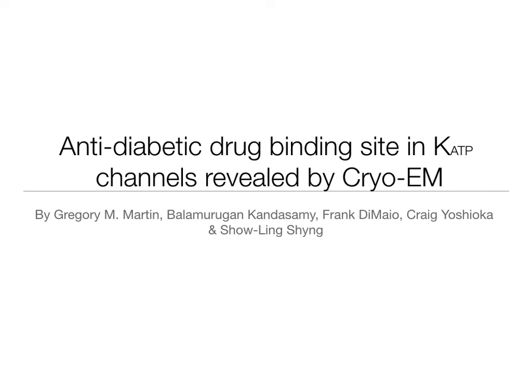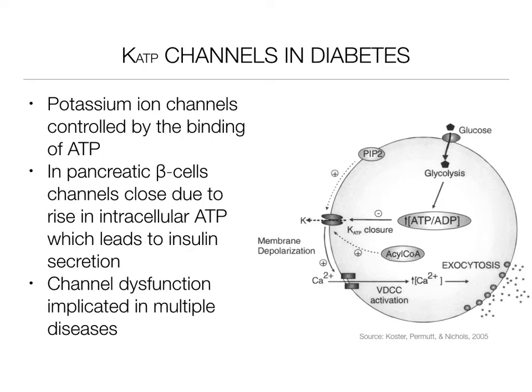This abstract will summarize the paper Anti-diabetic drug binding site in KATP channels revealed by cryo-electron microscopy. KATP channels are octameric protein complexes consisting of 4 KIR6 and 4 SUR or sulfonylurea receptor subunits, which respond to the binding of ATP. In pancreatic beta cells, KATP channels consist of KIR6.2 and SUR1 subunits.